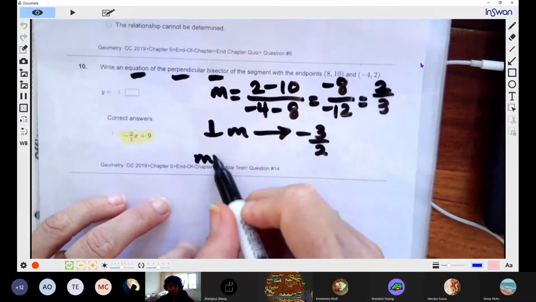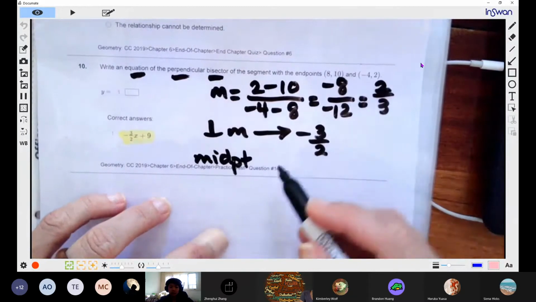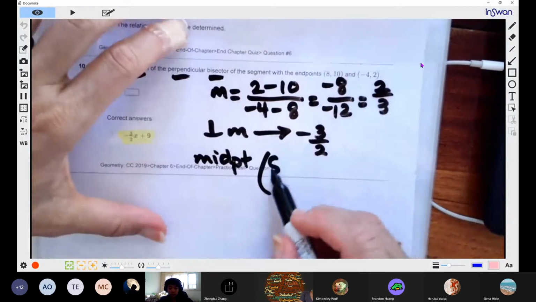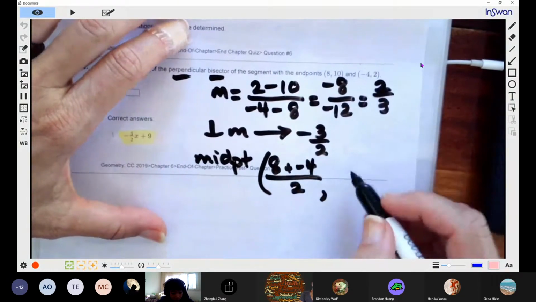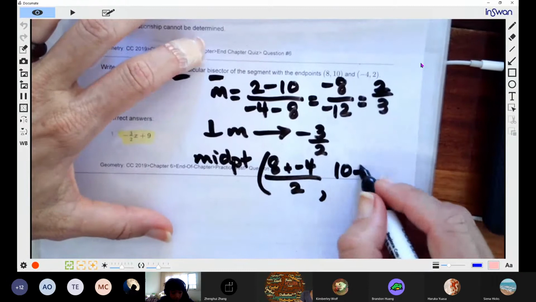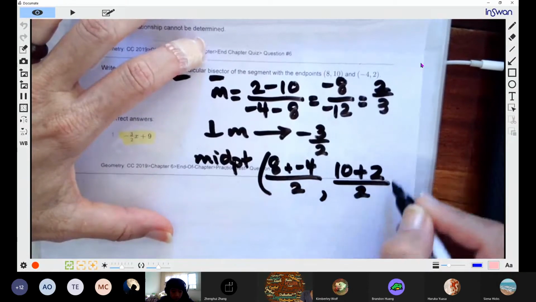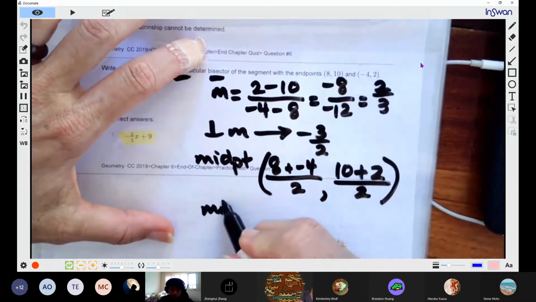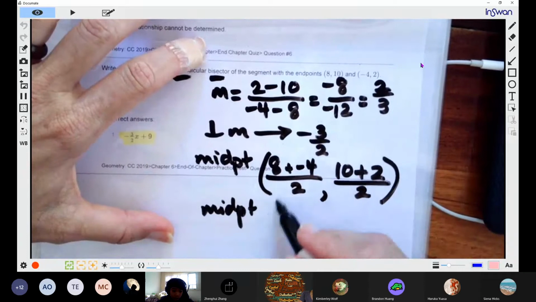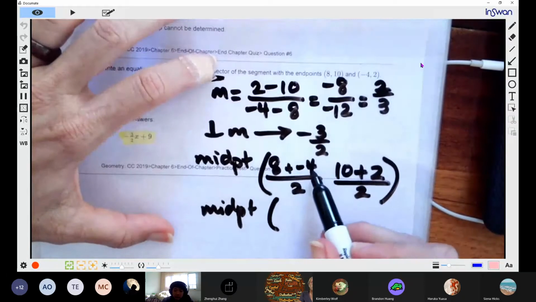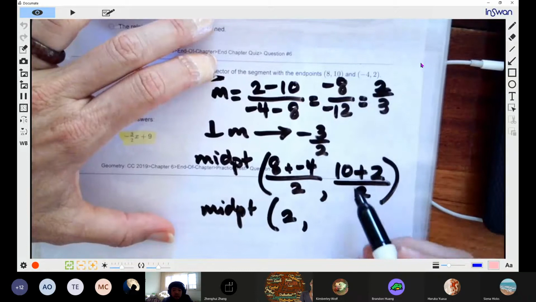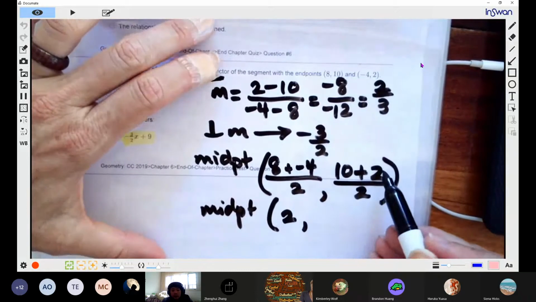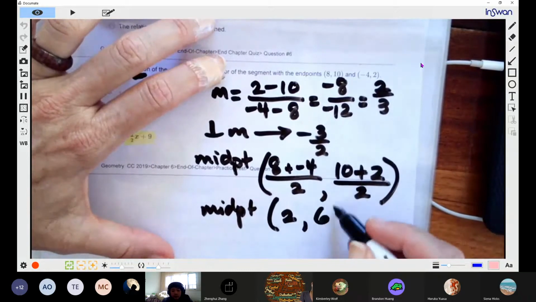Then we do our midpoint. So we add our x's together, and we divide by 2. And we add our y's together, and we divide by 2. So let's see, 8 plus negative 4 is 4. 4 divided by 2 is 2. 10 plus 2 is 12. 12 divided by 2 is 6.